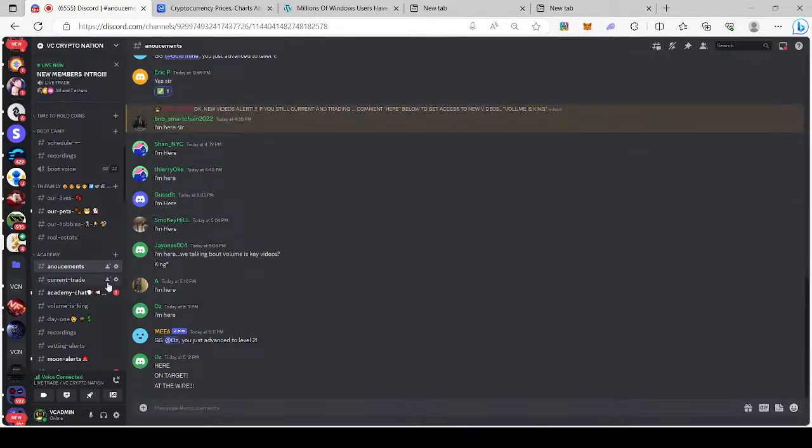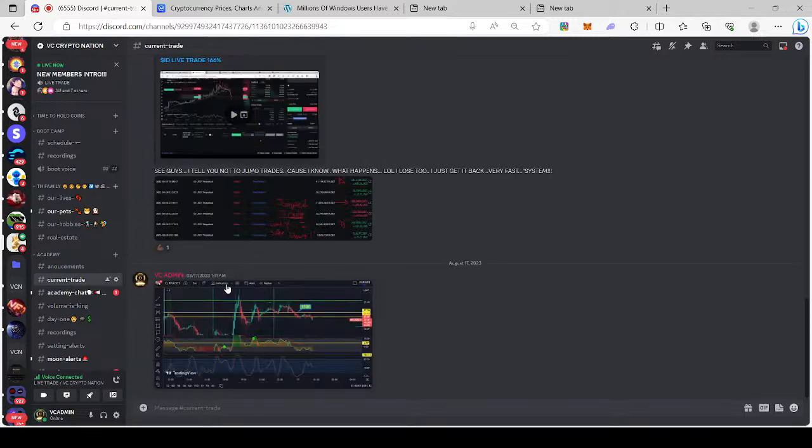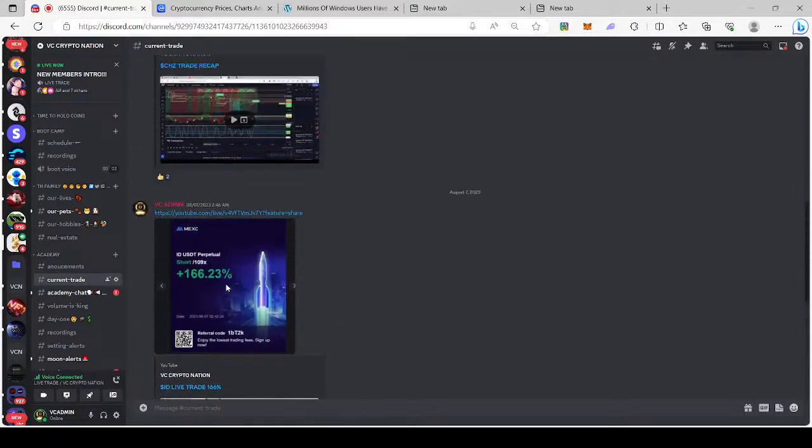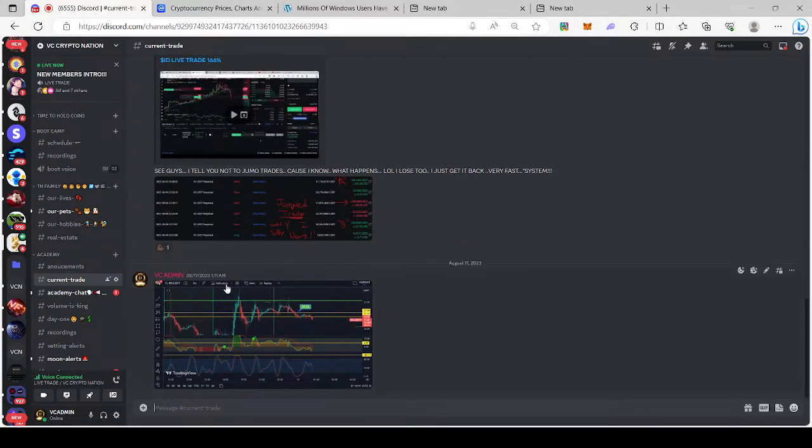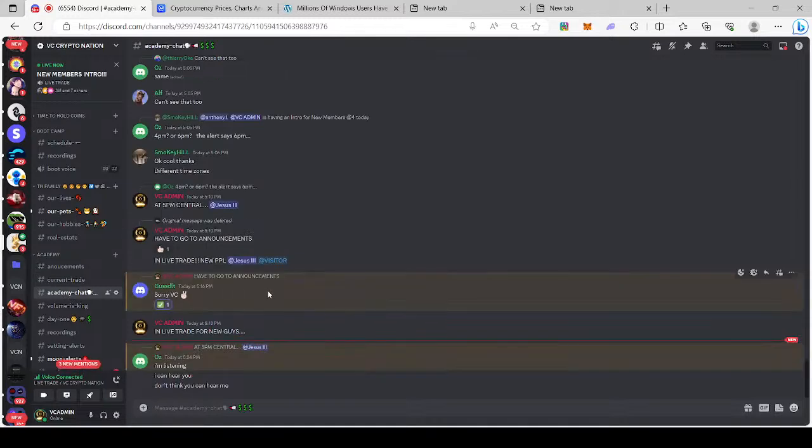You go in there, you can read announcements. Current trade will be videos that we post or something that we're calling out inside the Discord, and then there'll be a video on the results afterwards so you can see what happened. Academy chat is where you want to post as a new person, and it also allows us to check the trades that you're doing.